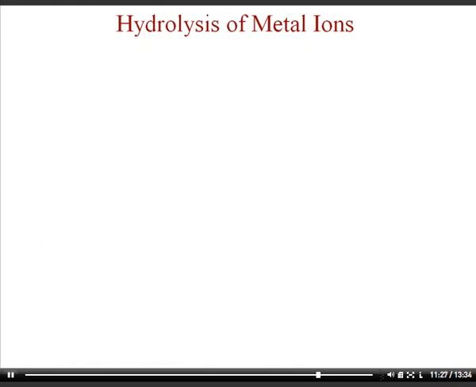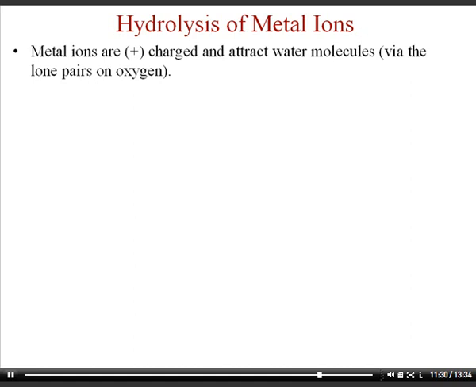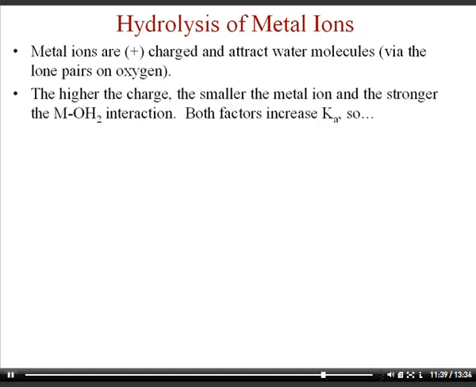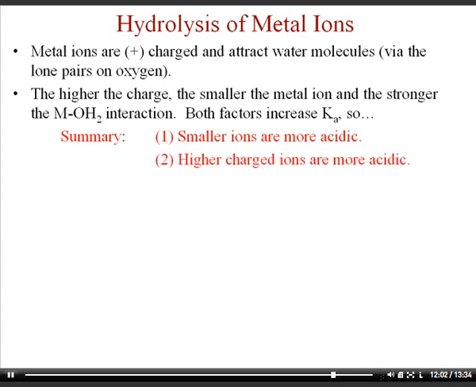The last thing is the hydrolysis of metal ions. Now we've talked about this earlier in the lecture, and so if you look at a metal ion that has a positive charge, it's going to be attracted to water molecules via these lone pairs on the oxygen. So if you have a higher charge on this metal, and if it's smaller, then it can make a stronger connection to the water molecule, and both of these factors will increase the Ka value. So to summarize, if you have a small metallic ion, it's going to be more acidic, which means it's less basic. And if you have a higher charged metallic ion, it's also going to be classified as more acidic. Again, it's going to be less basic.